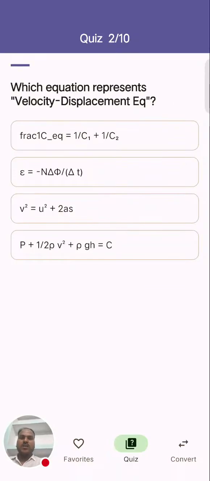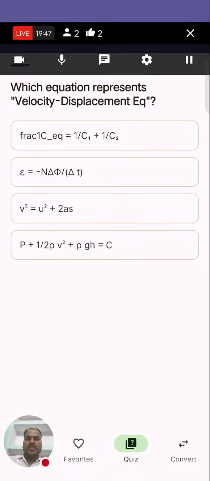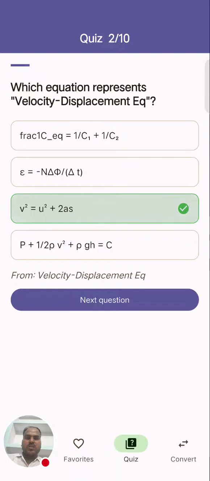Now next question, which equation represents the velocity displacement equation? The options are 1 upon C equal to 1 upon C1 plus 1 upon C2, or epsilon equal to minus n delta psi upon delta t, or V square equal to U square plus 2AS. Which one is the right answer here, children? Write in the chat box. Yes, the second one is the right answer, V square equal to U square plus 2AS.